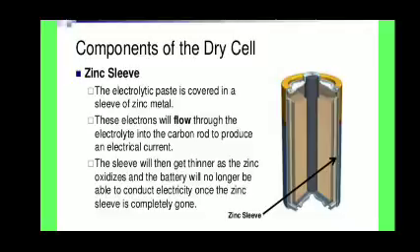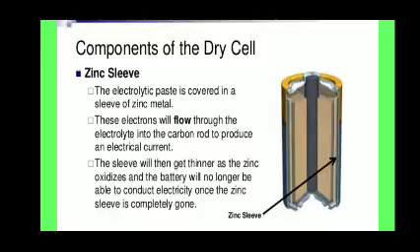This carbon rod is surrounded by ammonium chloride and manganese dioxide paste. This carbon rod and manganese dioxide paste connect to the zinc coated around the electrolyte. The electrolytic paste is covered in a zinc metal.